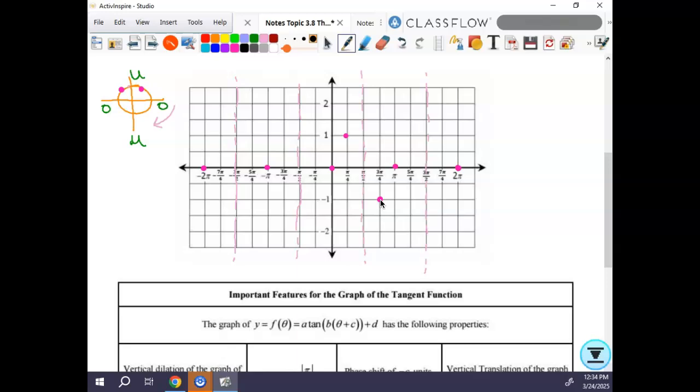And then I get to the third quadrant. That's my 5 pi fourths. What's the tangent value there? Positive 1. And then when I get into the fourth quadrant, it's negative 1 again. Y'all see that? And then you can just put in the rest of the points because you should be able to see a pattern by now.